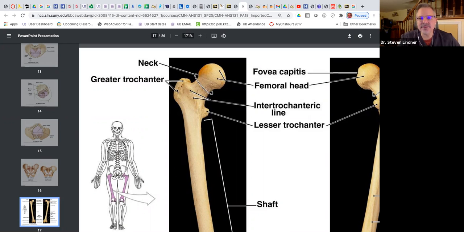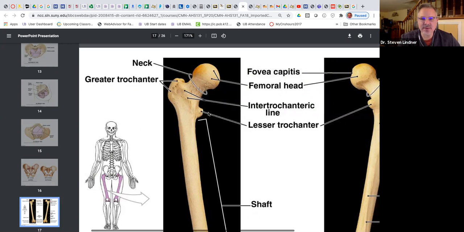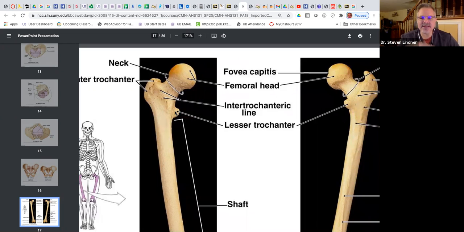The gluteal muscles attach to the greater trochanter, like the gluteus maximus, the gluteus medius, and the gluteus minimus. The iliacus and the psoas major, known together as the iliopsoas muscle, attach to the lesser trochanter. And the iliopsoas is a major, major hip flexor. Connecting the greater trochanter to the lesser trochanter is the intertrochanteric line.